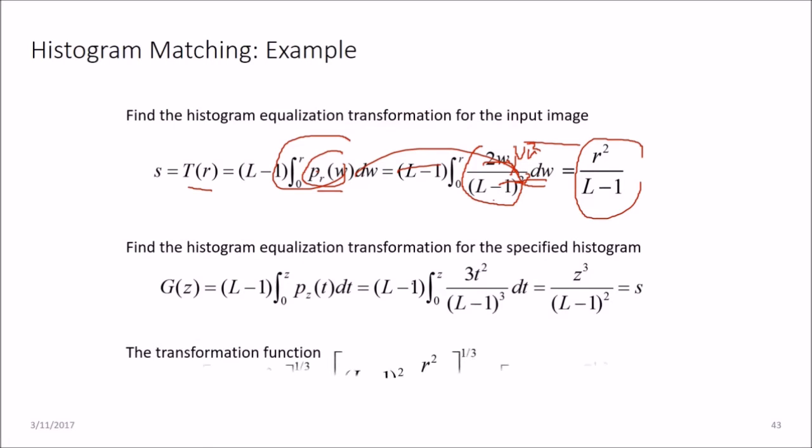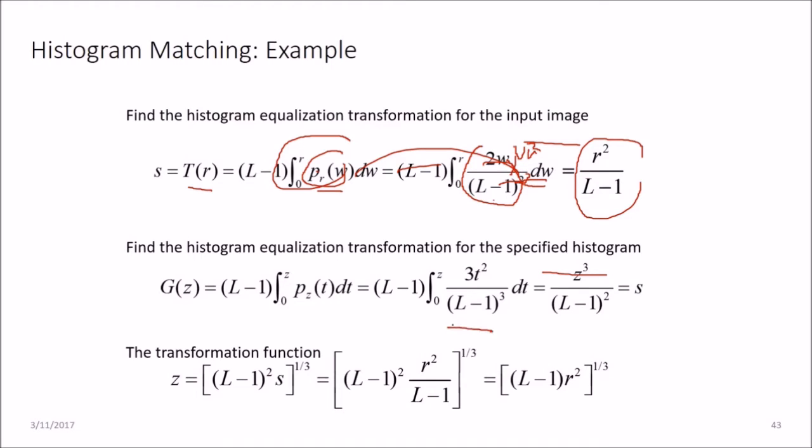And we find the histogram equalization transformation for the specified histogram also, because we have just known that the other function was 3t square by (L minus 1) whole cube. So we can write in this case PZ(T) dt for G(Z) as 3t square by (L minus 1) whole cube. Again we are integrating it. We know the L minus 1 cube terms are constants, we can take them out, and t cube by 3 will get cancelled, so it will be S again. So the transformation function is something like this: Z is equal to the cube root of (L minus 1) whole square times S. That is, if we replace S, which we have got as R square by L minus 1.